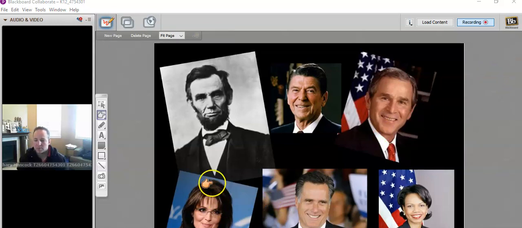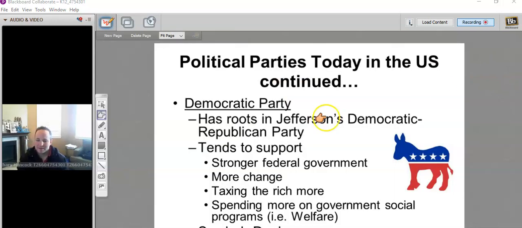And so here are some prominent Republicans. Abraham Lincoln, you have George W. Bush, Ronald Reagan, Mitt Romney, who is one of the senators in Utah, Condoleezza Rice, and I'm trying to think of her name, the one from Alaska, Sarah Palin. So, okay, the Democratic Party has roots. It stemmed from back to like Jefferson.